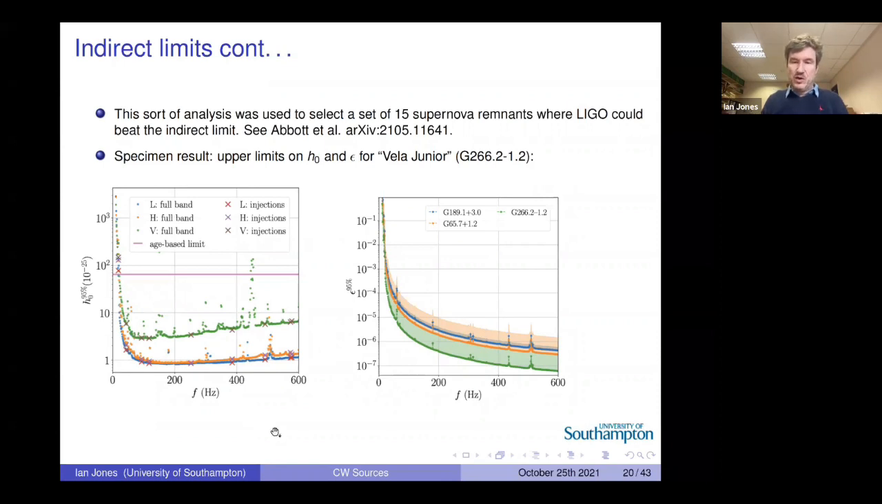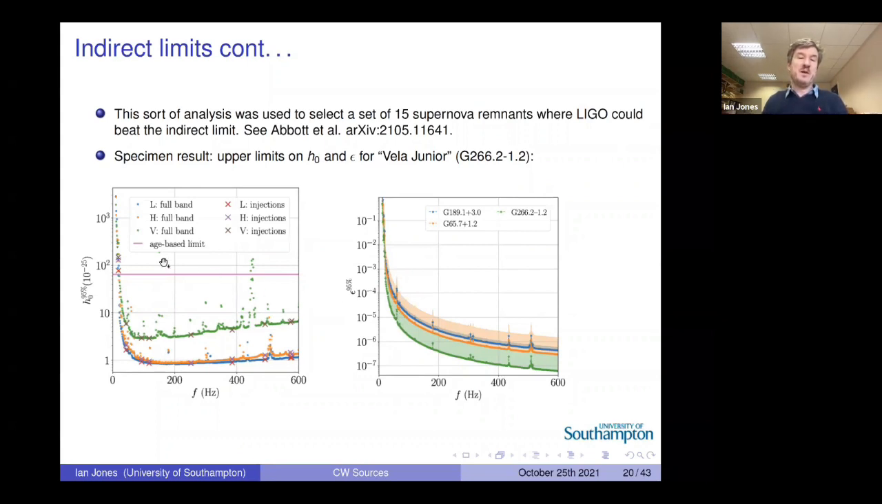If instead you look at the right-hand plot, so now again we've got gravitational wave frequency on the horizontal axis, but now rather than presenting the upper limit on h0, the gravitational wave amplitude, this is the upper limit on the ellipticity. 3 different supernova remnants are shown here. Just look at the green curve, so the lowest curve here. This is the one for Vela Junior.